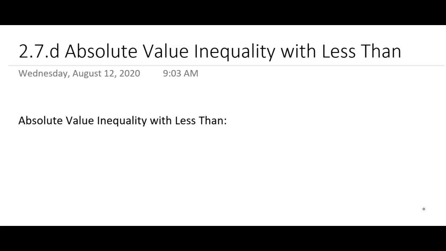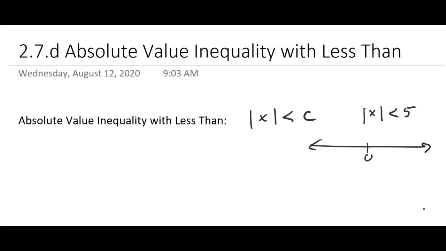They're going to have something like the absolute value of something inside here is less than some number. So let's take an example and talk about it a little bit. Let's say we have the absolute value of x is less than 5. Well, if you think about that, what does it mean?